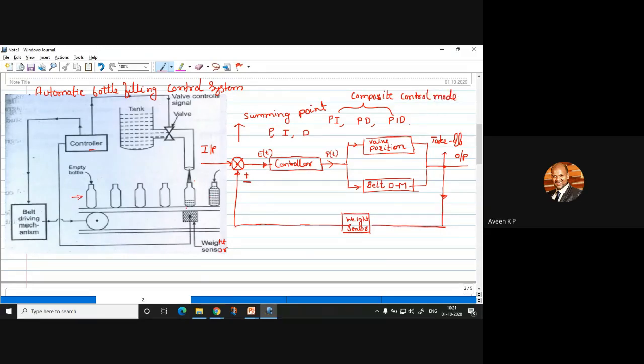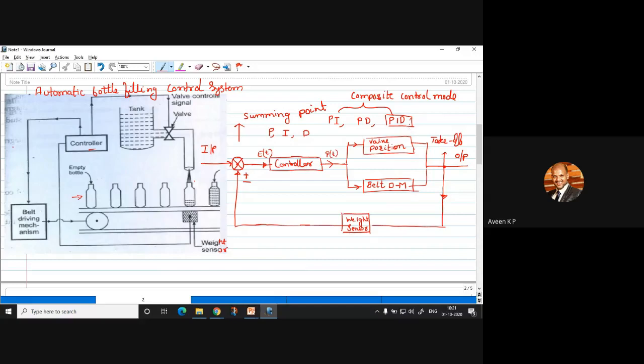Individually, proportional is nothing but your error being proportional to the output. In order to rectify offset error, we have integral. In order to give quick response, we have differential, and we have the combination of all 3, PID. Most of the industrial applications right now use a proportional plus integral plus differential controller.